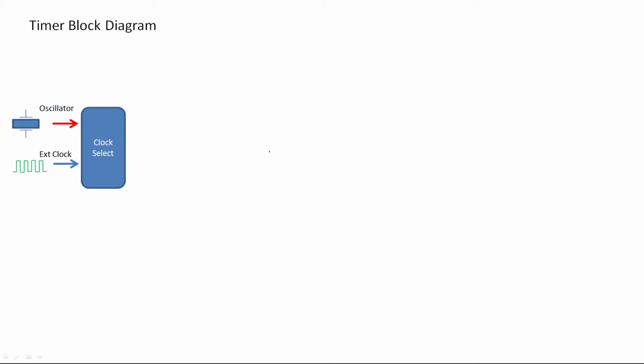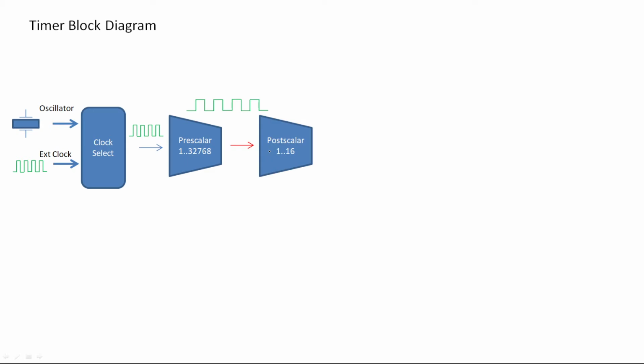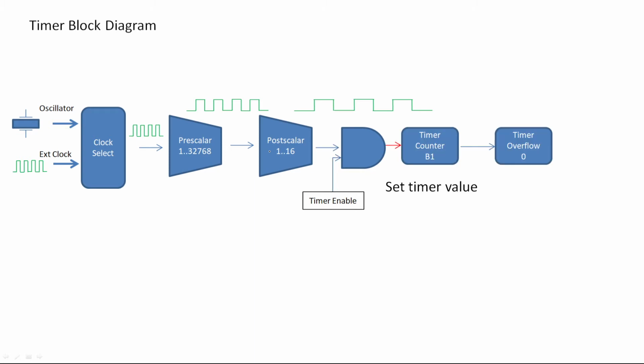We select the clock source. In this particular case, we're selecting the internal oscillator. It generates a small clock signal. We prescale that, and it makes that clock signal slightly larger. We postscale that particular signal, and it makes it longer in terms of time. We enable the clock timer. We set our value. We set it to B1, and then remember, the next increment, it will go to B2, B3, B4, etc.